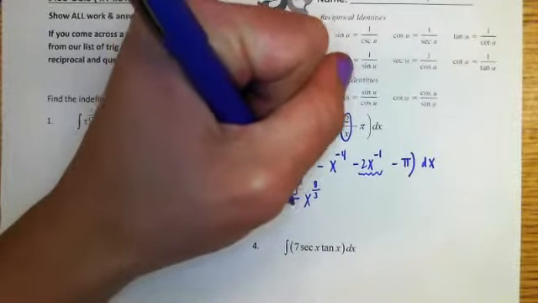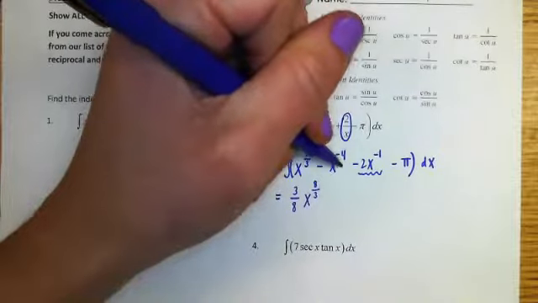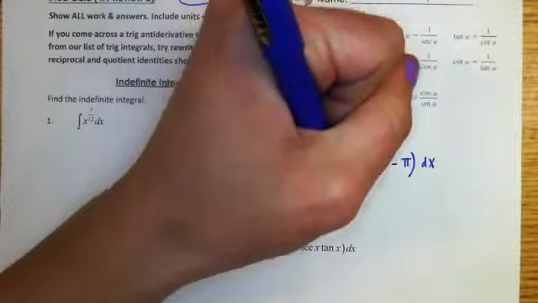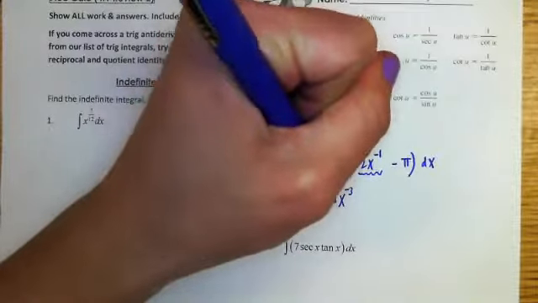Next term. Okay, so let's be smart about this. We want to take it up to x to the negative 3rd. And we want to divide by negative 3. So minus 1 over negative 3. That should become positive eventually.